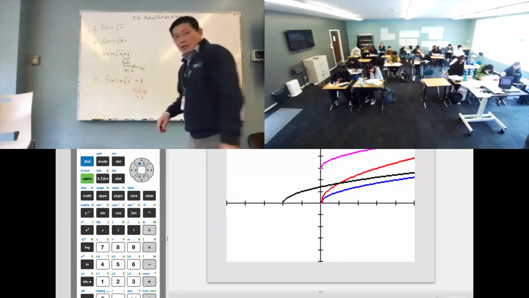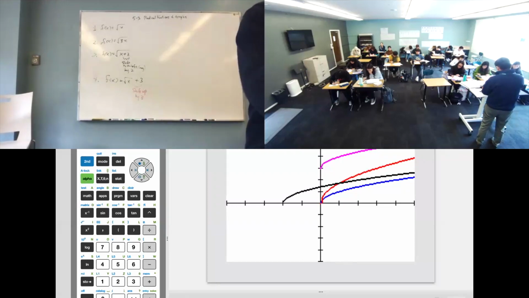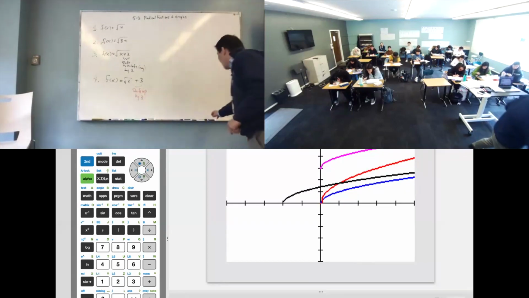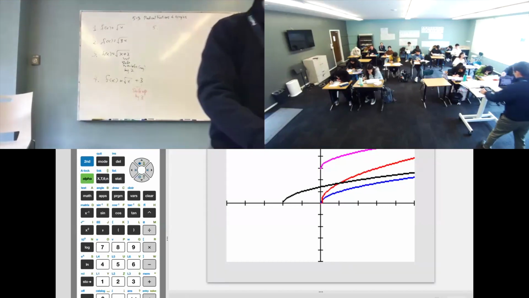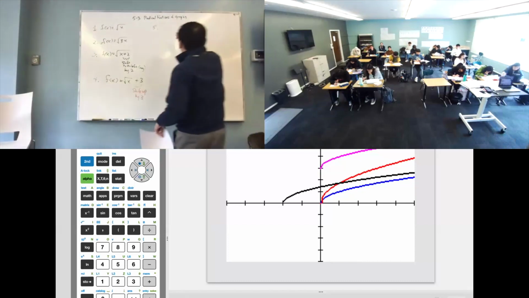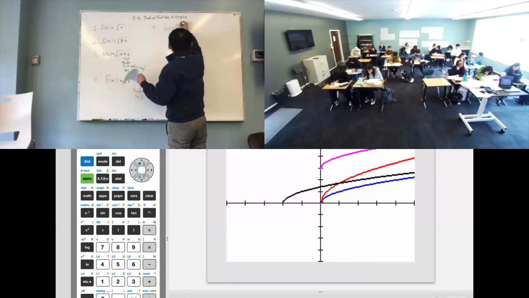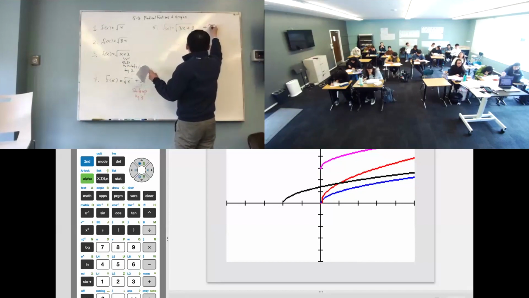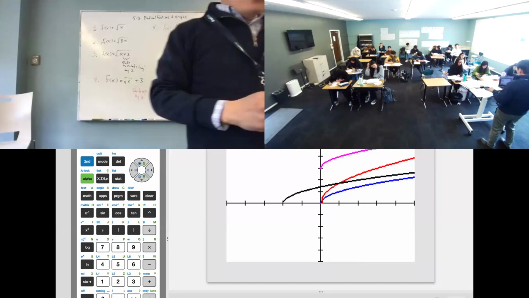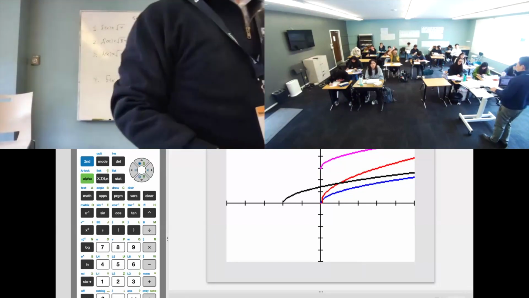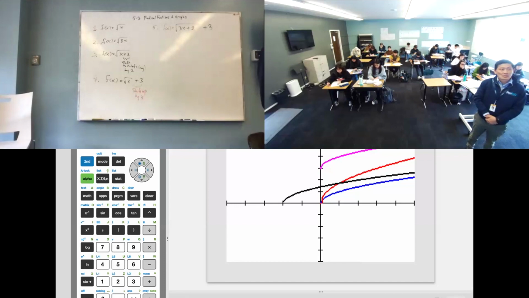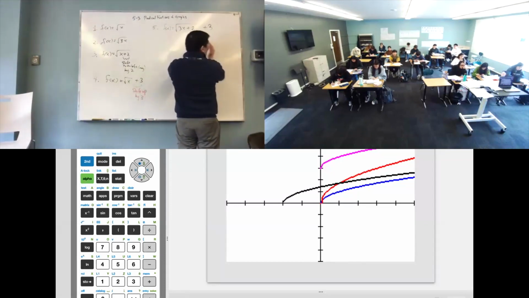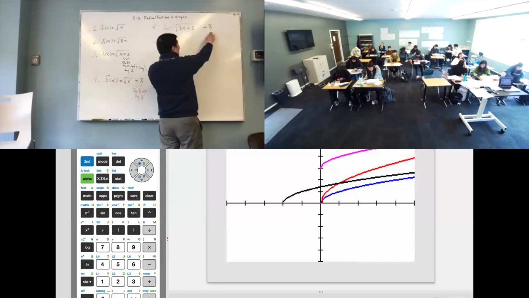All right, so here, number 5, we have f of x equal to the square root of 3x plus 2, and then plus 3. What do you think happens? How can we predict? It will go to the negative 2, and then it will go up 3. So this 2 will move the graph to the negative 2, and then this 3 will move it up 3.